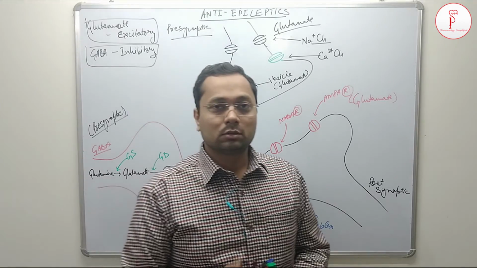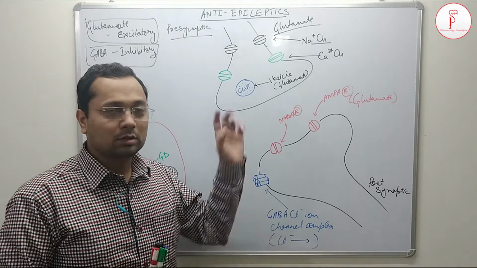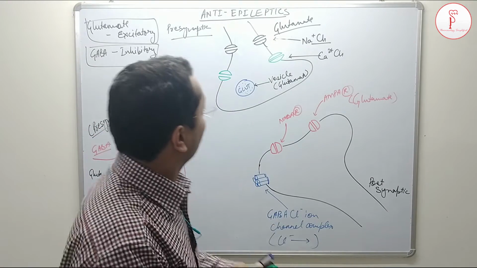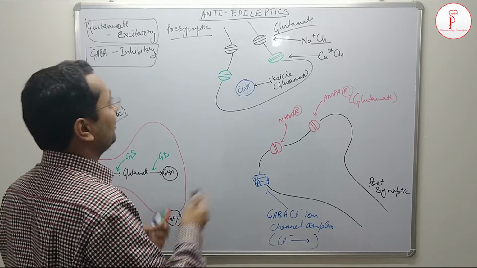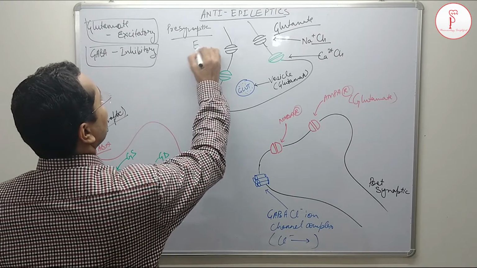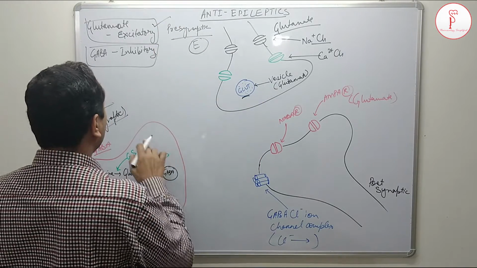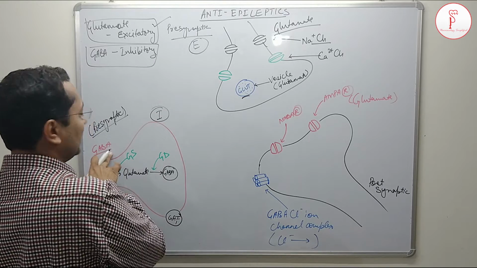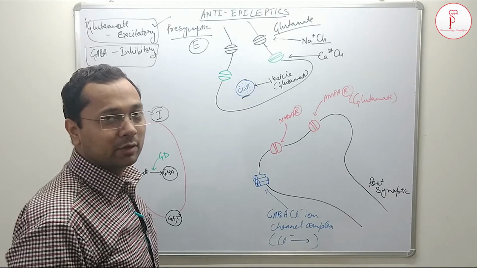So now here we will see how these ions play a role in the development of epilepsy, right? So the first, these two are the presynaptic neurons, and this is the excitatory neurotransmitter because it is working with glutamate, and this is the inhibitory neurotransmitter because it is releasing GABA. GABA is the inhibitory neurotransmitter while glutamate is the excitatory neurotransmitter.